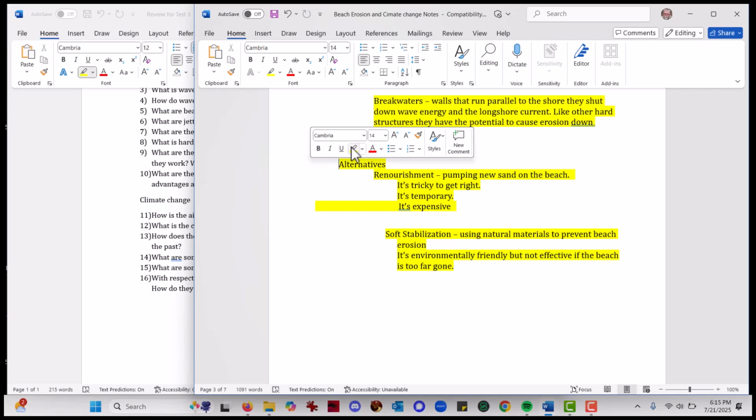Another alternative is what's called soft stabilization, and this is just using shells and driftwood and things like that to kind of armor your beach. Plant sea oats, plant seagrass, plant sea grape, all those plants that grow on the beach naturally, and you'll put those in to help hold that sand. Soft stabilization works great if your beach is more or less okay to start with, right? Soft stabilization is a way to maintain a beach. It will not restore a beach, but it will maintain one.